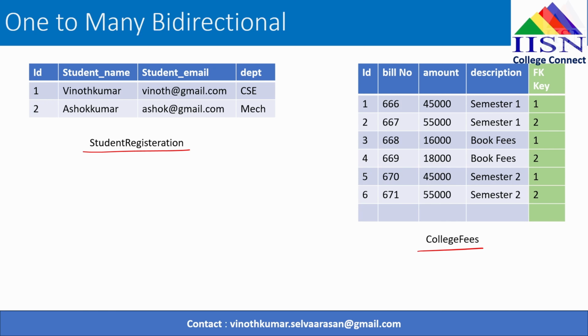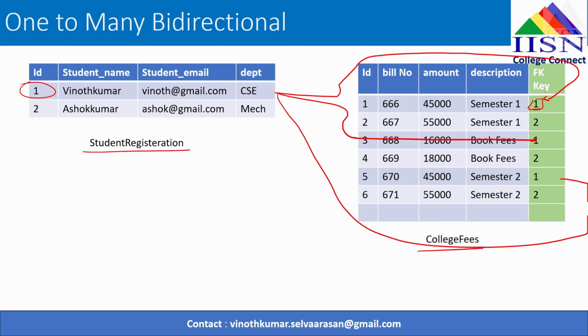For example, one particular student can have many instances matching in the other entity. Here, Vinod is matched with this particular record by using its foreign key. The foreign key values map to these IDs. Likewise, Vinod has one record on the first bill, then another record, this one, and then another matching record, this one.